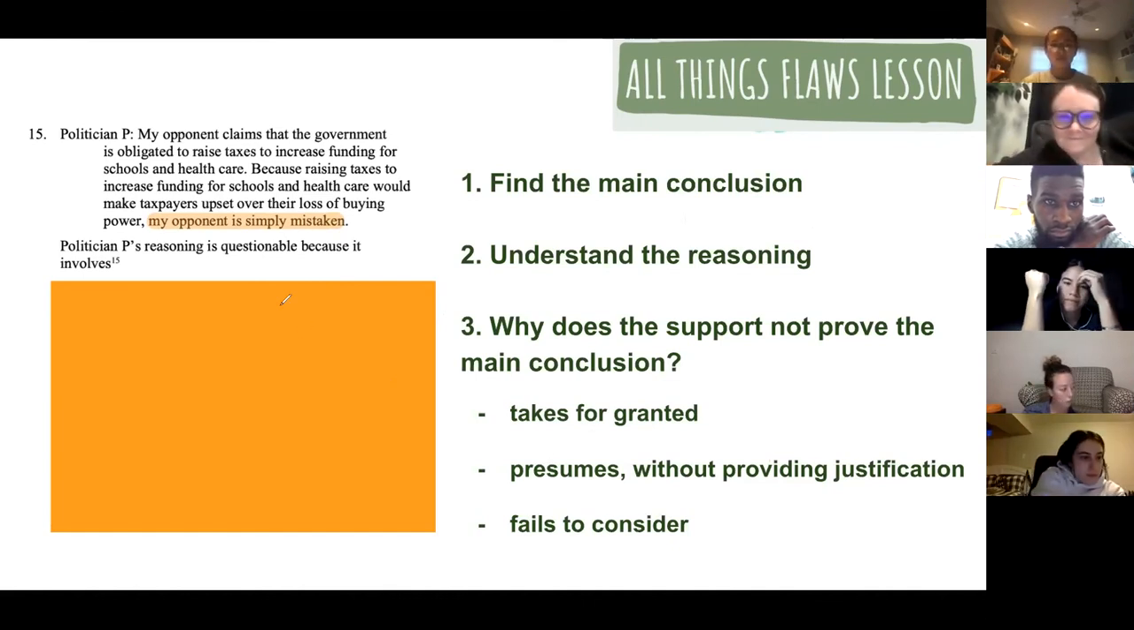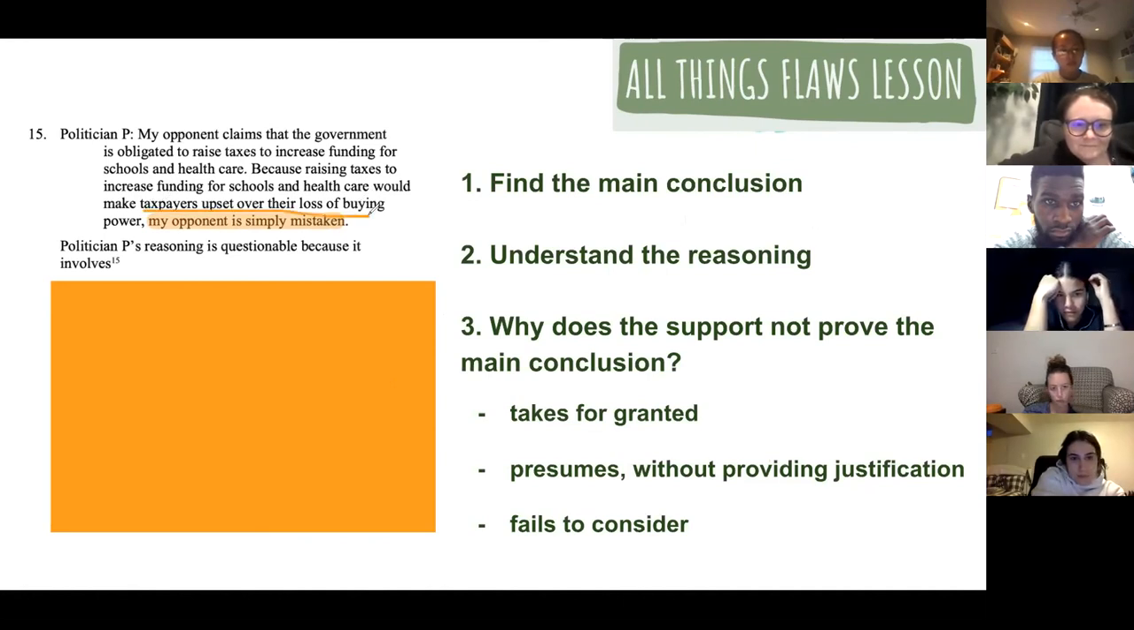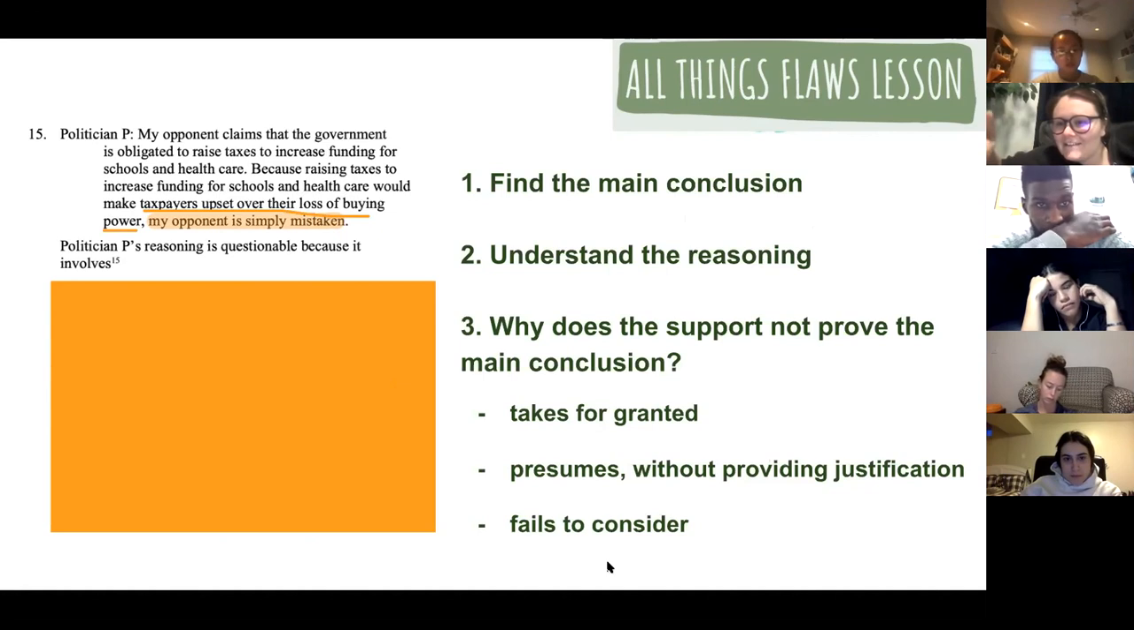My opponent is simply mistaken because raising taxes to increase funding for schools and healthcare would make taxpayers upset over their loss of buying power. So now I want everybody to make a prediction. What is this conclusion taking for granted or failing to consider? Type your prediction in the chat.